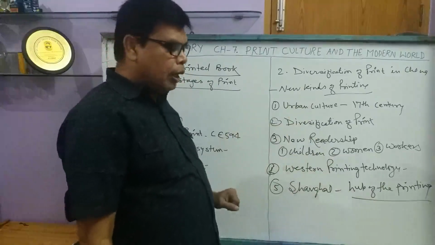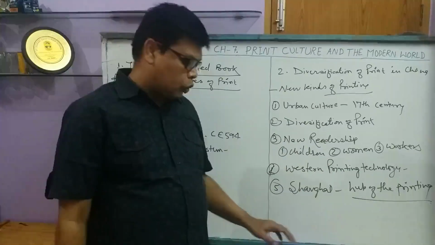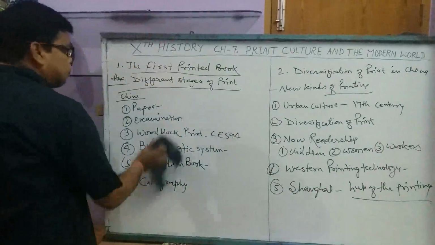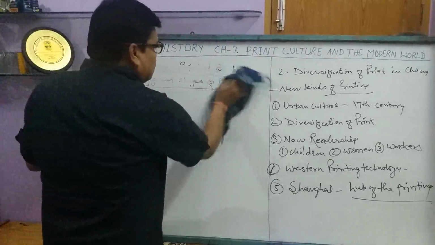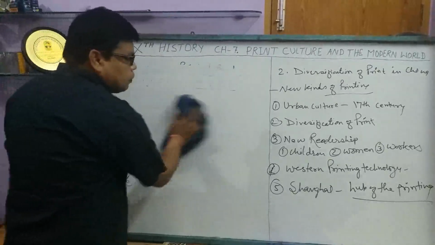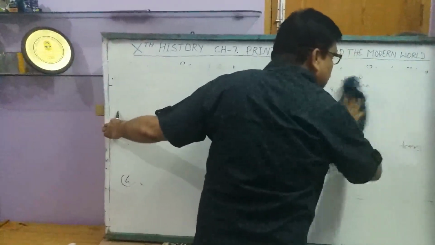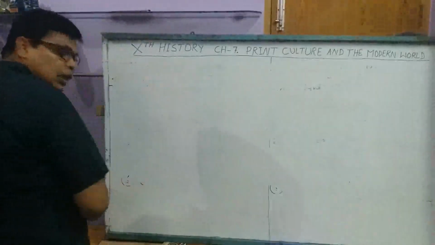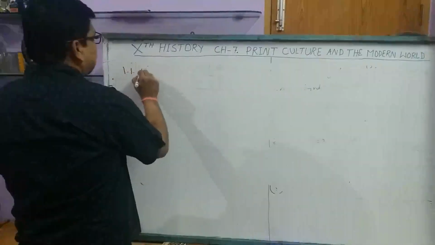In the first printed book, we have a second topic also that we are going to explain in the next question. See here, that is print in Japan. Let me write this. See, 1.1, printing in Japan.